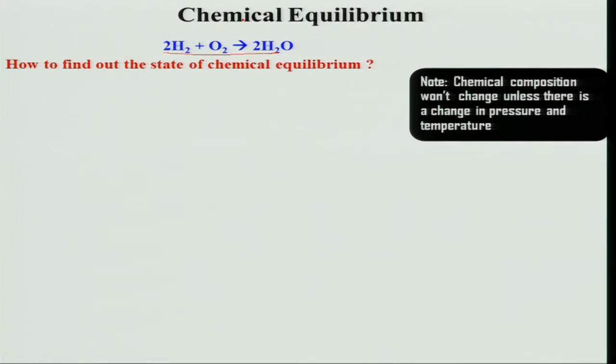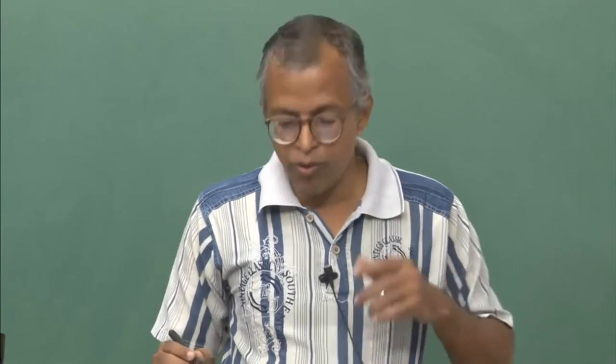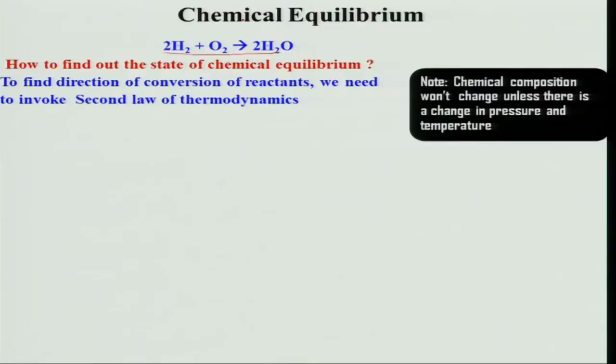Now, how will we find out whether equilibrium is reached? If equilibrium is reached, the forward reaction rate will be the same as the backward reaction rate, right. But how will we say that it has reached equilibrium, whether it is possible or not? For that, we need to invoke the second law of thermodynamics, because that will give us the direction of the reaction, what percentage of reactants is converted, or how much product there will be.